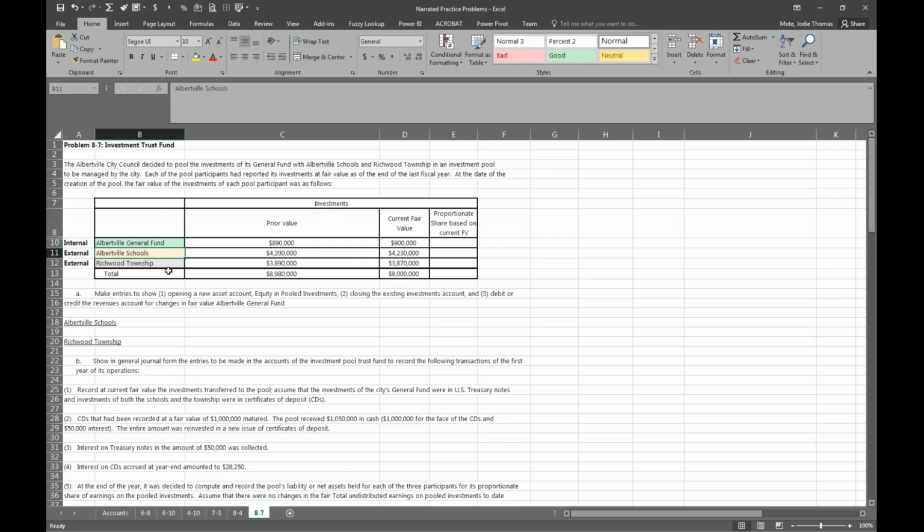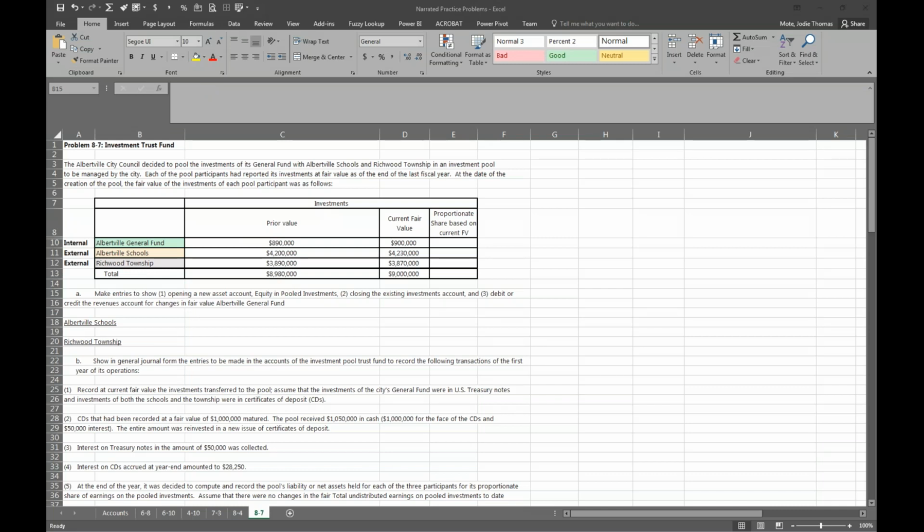Speaking from the perspective of the investment trust fund, again, the city schools and the township are going to record the investments on their own books, but the investment trust fund is also going to record an increase in its net assets on its books, as opposed to the amount that's allocable to the general fund. It's going to record a liability, and you'll see that in a minute. It'll make more sense. Okay, so the first thing we need to do is calculate the proportionate share. We're going to need this in a second.